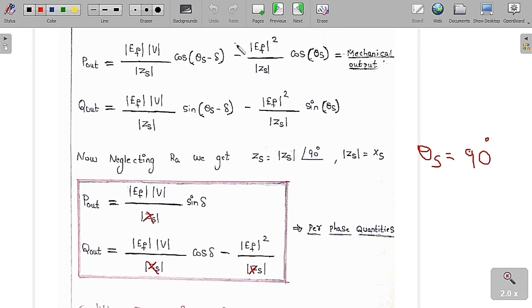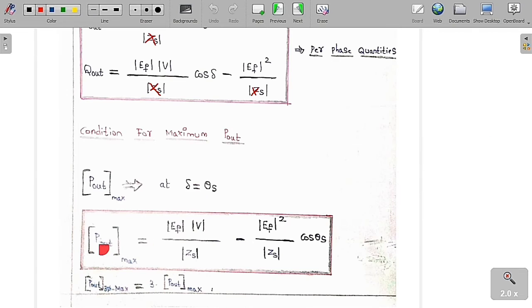And now what I am going to say is that this is the maximum output power per phase, but we want it for three phase, so we have to go for three times. That is what I am trying to tell you from the starting onwards. So this is the expression of the maximum output power. So this is the final expression of the maximum output power of a three phase system, which is three times the maximum output power of a single phase.